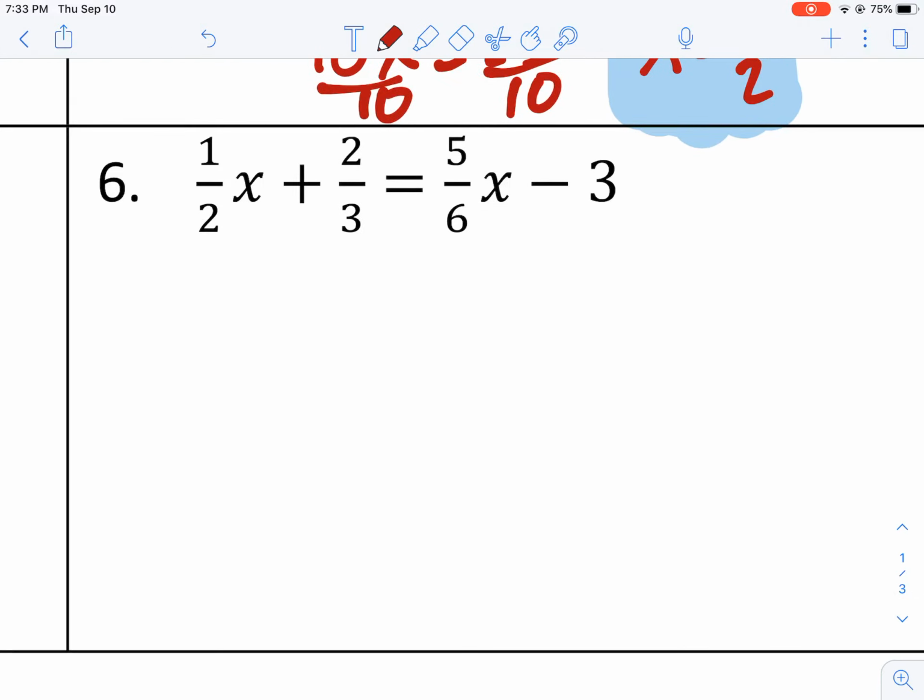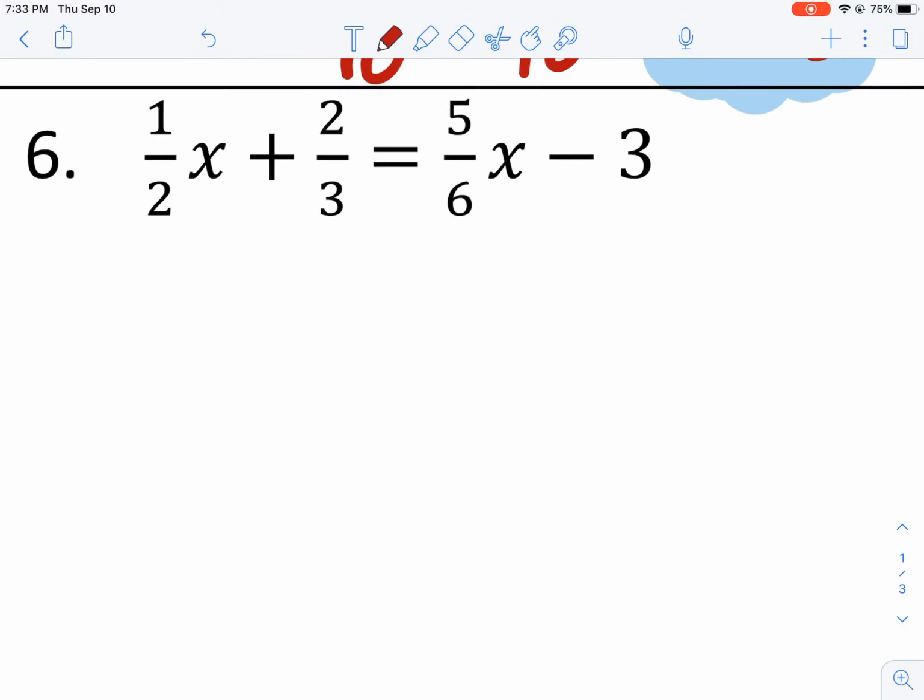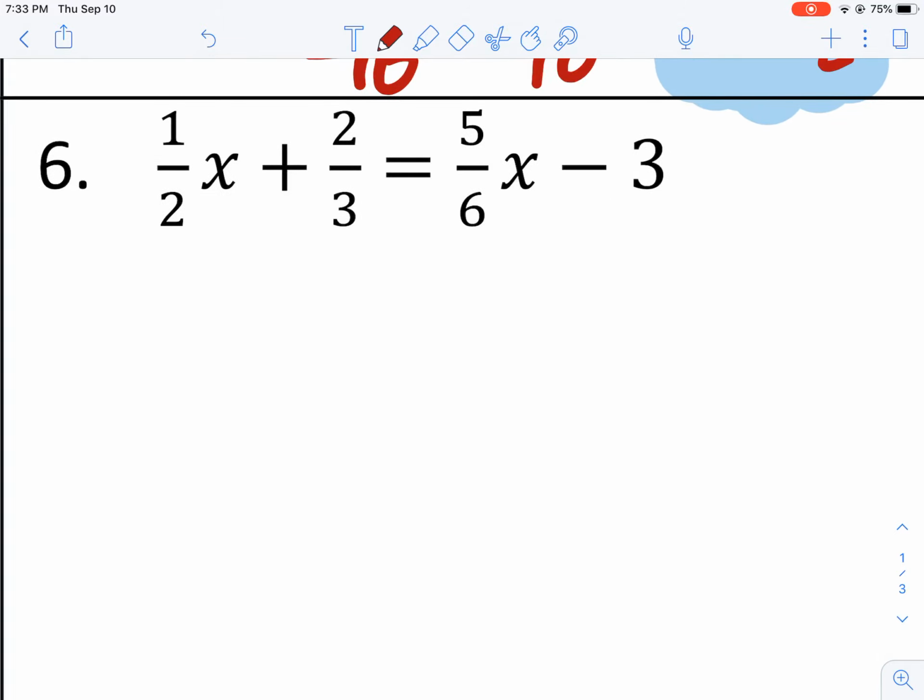Number 6, our big fraction one. So what do we do here? Remember, we want to get a common denominator for all of our fractions, and that's going to be 6 here. 2 goes into 6, 3 goes into 6, and 6 goes into 6. So in order to get 6 here, this is going to be multiplied by 3 over 3.